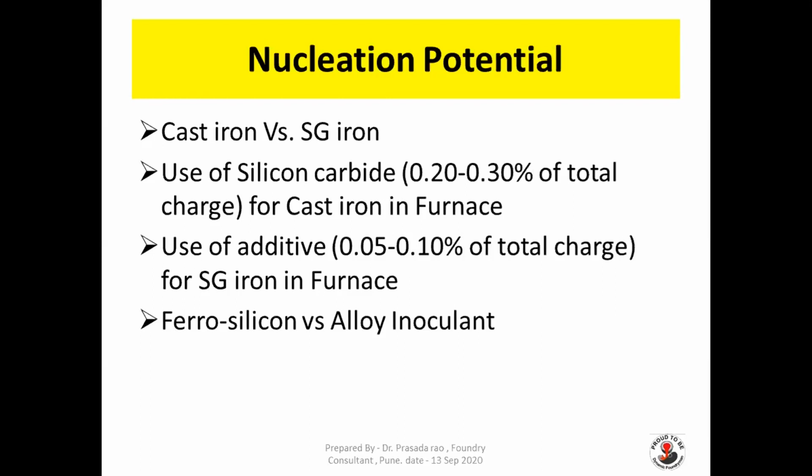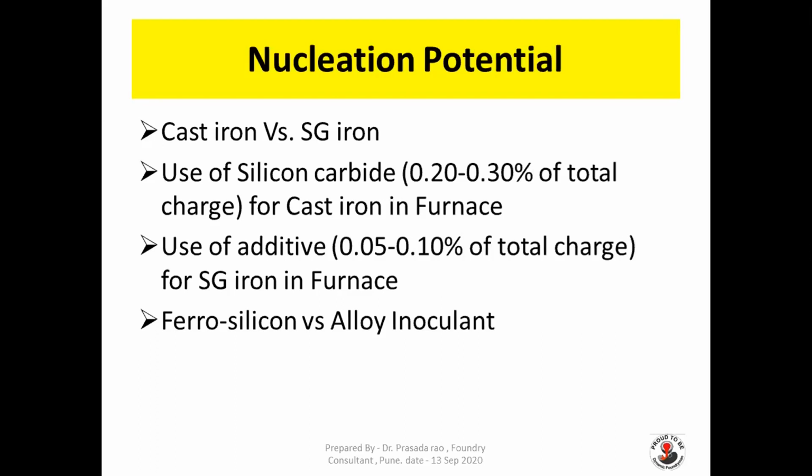I've seen one foundry adding silicon carbide in the end. They are saying that they are getting very good microstructure, but the metal is not flowing into the mold through the filter because of undissolved silicon carbide. That will choke up the mold, and the metal is not flowing through the mold. So you have to use silicon carbide in the middle.